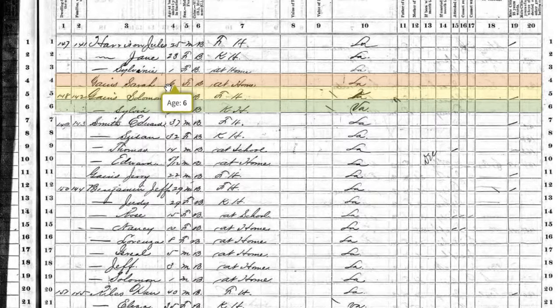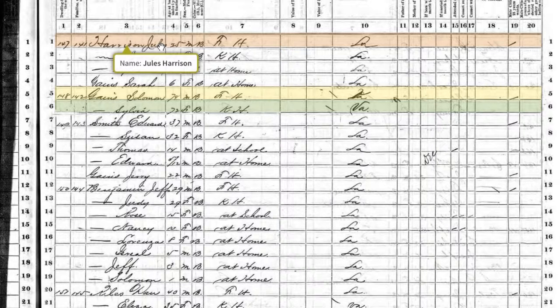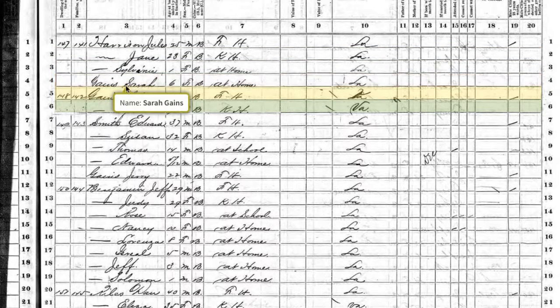And what was even more exciting about this particular find was that the father, or the head of the household, was listed as Jules Harrison. And I was absolutely sure that this was my family because that is what my grandfather's brother's name was, Jules. And he had a brother named Harrison. And so, upon further research, I noticed that they put Sarah's name as Sarah Gaines instead of Sarah Jane.